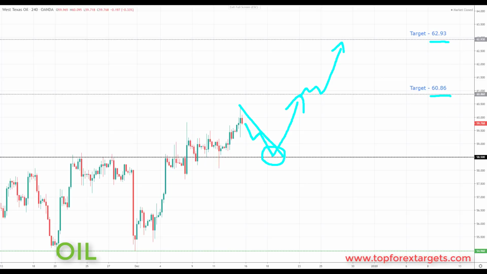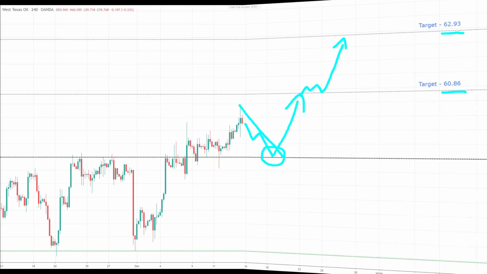Just bear in mind, as we've said in previous videos as well, that crude oil is still acting in quite a choppy manner. We still have it in a larger overall corrective pattern, so it does come with slightly higher risk if you're looking to trade this market next week. Just bear that in mind.